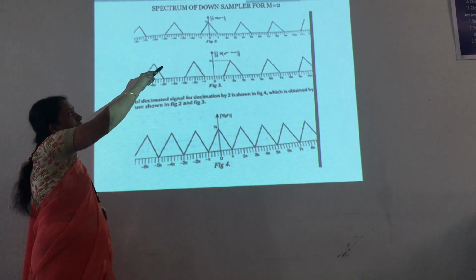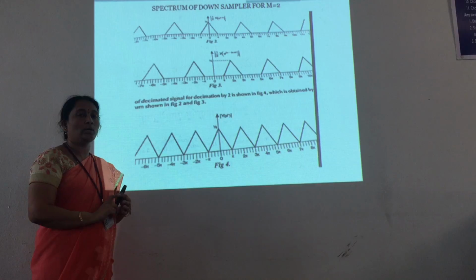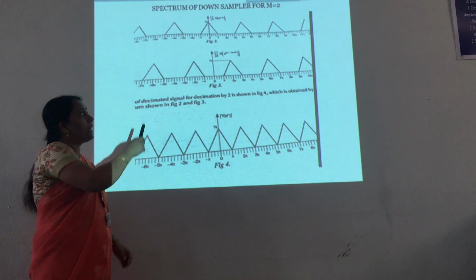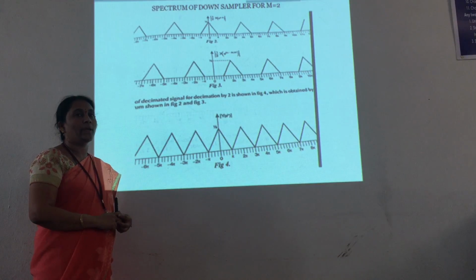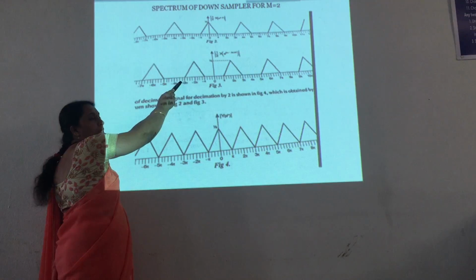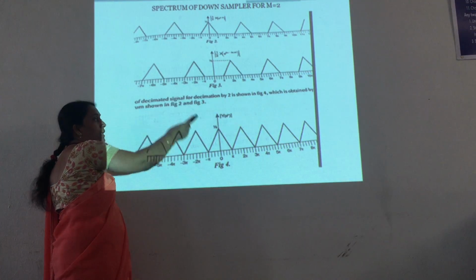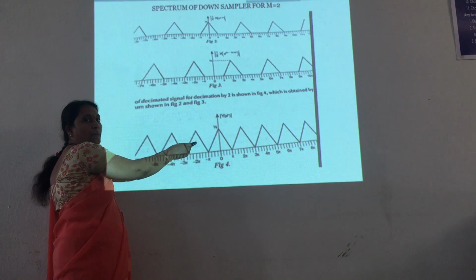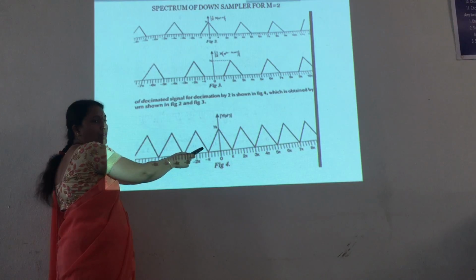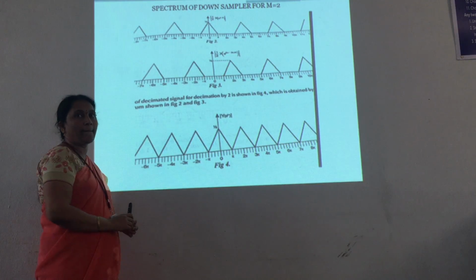For M equal to 2, Y of e^(jω) contains only two components. One is 1/2 X of e^(jω/2). Next is 1/2 X of e^(j(ω − 2π)/2). So this is the first component, this is the second component, and this is the summation of the first and second components. This figure gives the output spectrum of the downsampler. See, there is no aliasing observed in this figure. So this is the output spectrum for M equal to 2.